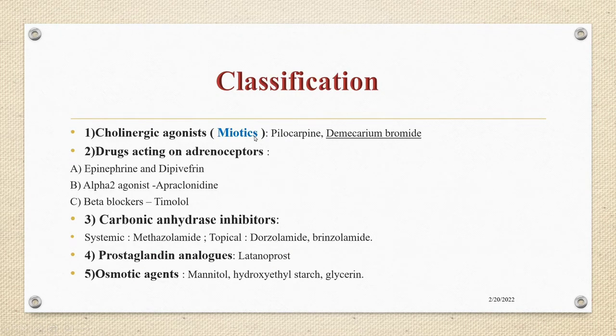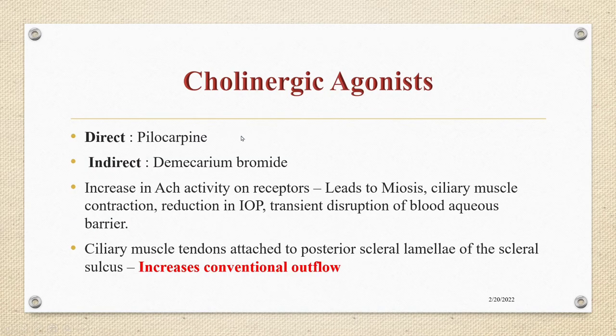So coming to the cholinergic agonists, they increase pupillary constriction, so they are also helpful as miotics. As there is pupillary dilatation in glaucoma, these agents can be helpful in achieving miosis. But we should not use these drugs in case of anterior uveitis, where miosis is a common finding.